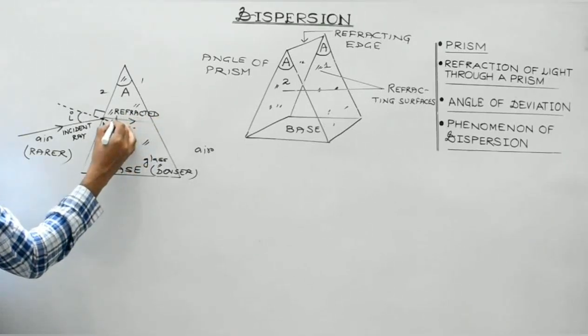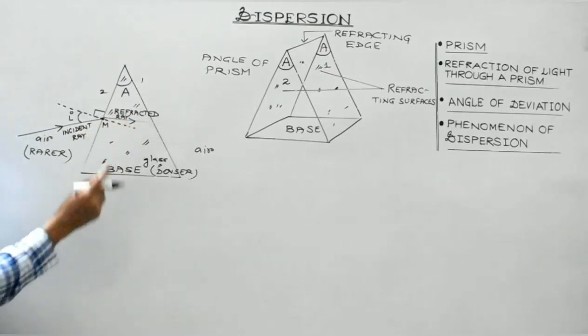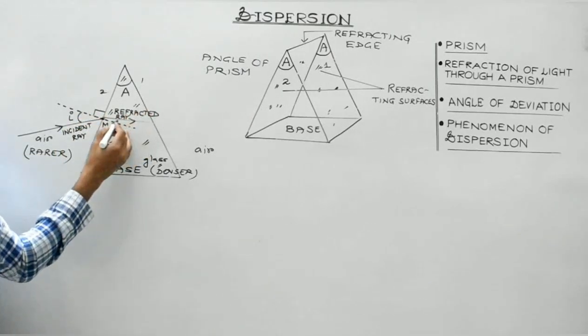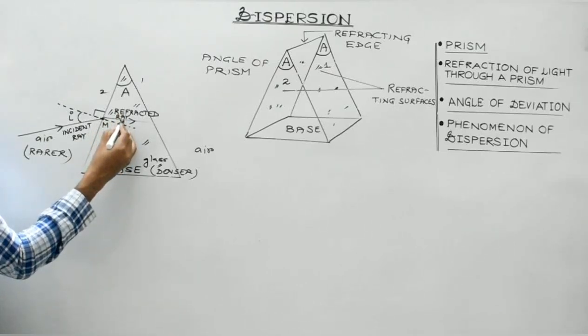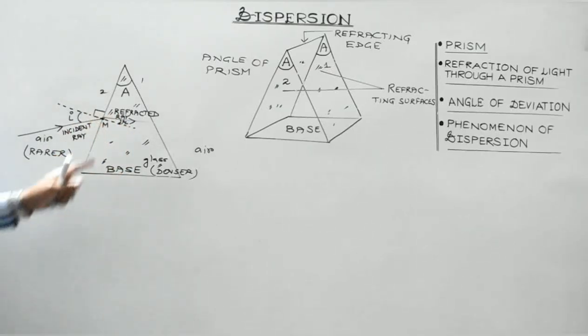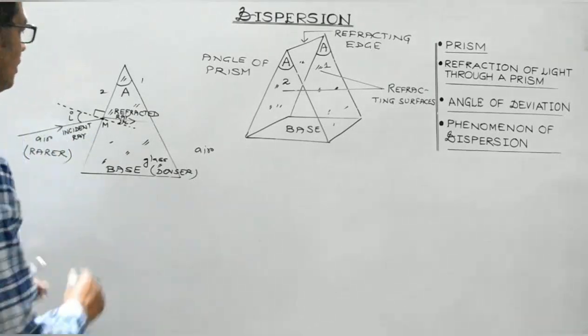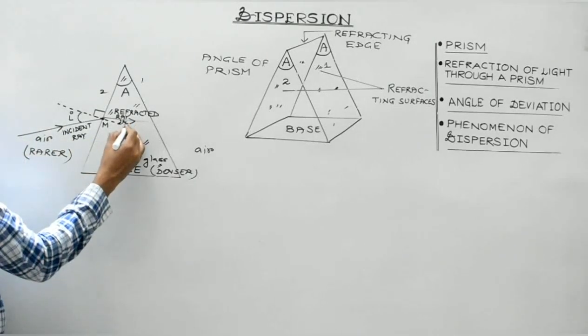This is the refracted ray. And as you are aware, the angle which this refracted ray makes with the normal, this is the normal, it is known as angle of refraction. This is angle of refraction. I have represented it by R. Suppose it is R1. Let us consider it to be R1.